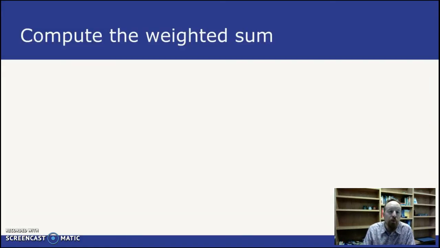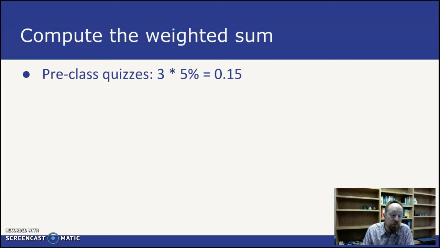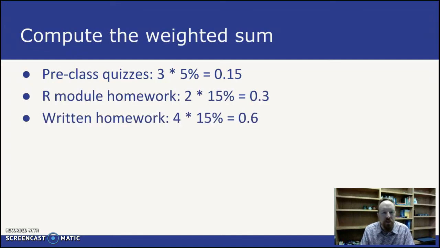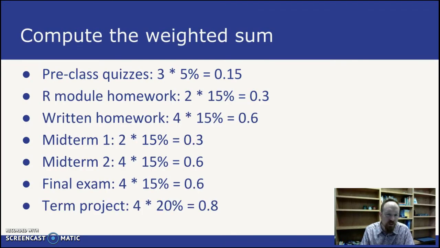And then what we do is we compute the weighted sum of all of those grade points. So the pre-class quizzes is weighted at 5% of your grade. So we're going to take that 3 grade points, multiply it by 5%, we get 0.15, because 5% is the same thing as 0.05, et cetera, and then we add all those numbers together. Let's see what we get. We get 3.35, which if you translate that back into a letter grade, it's like a B+.